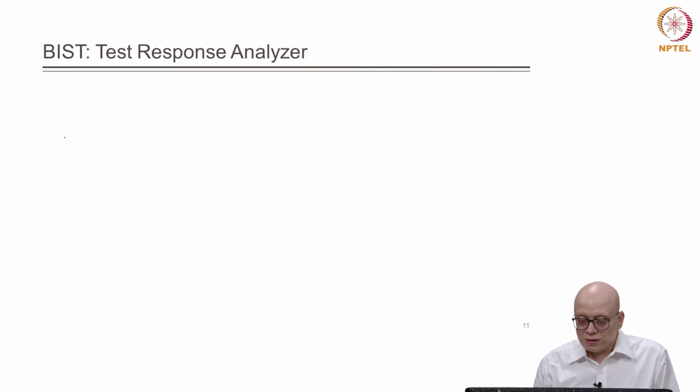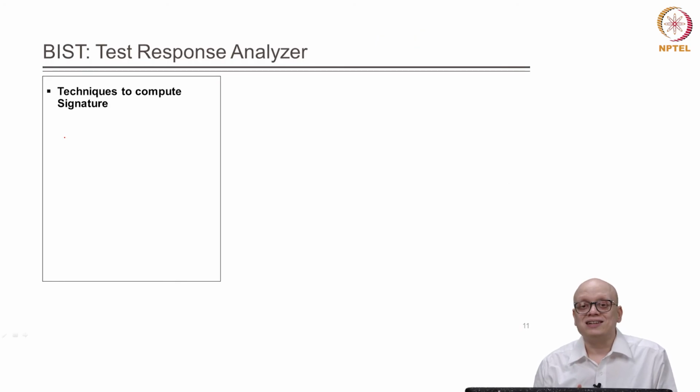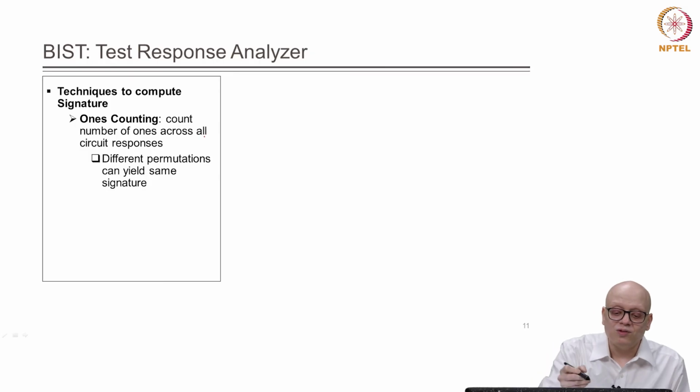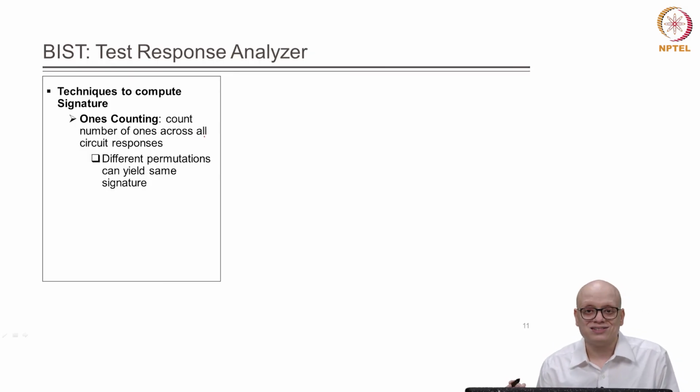So, now how to compute the signature? One method can be ones counting, as I described: just count the number of ones across all circuit responses. But what will be the problem with this ones counting? Of course, there will be a lot of aliasing. Why can there be aliasing? Because different permutations can yield the same signature.